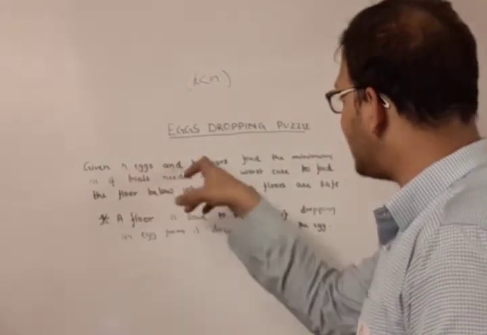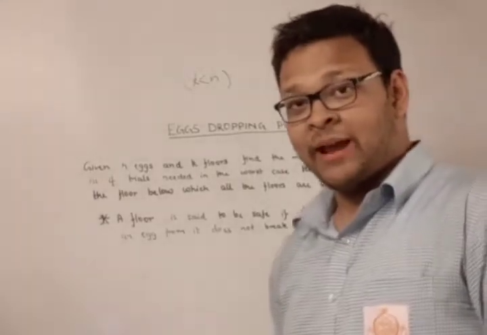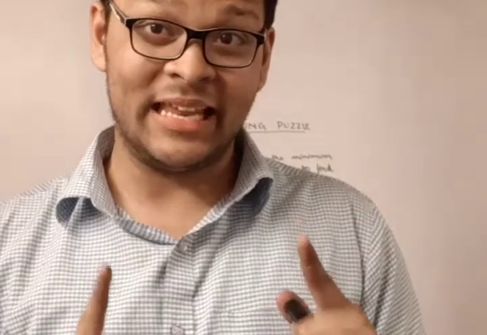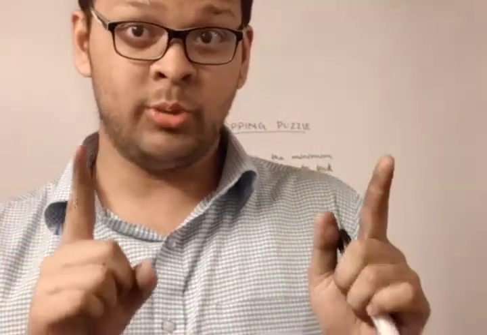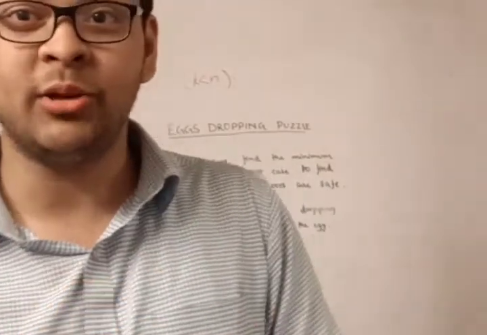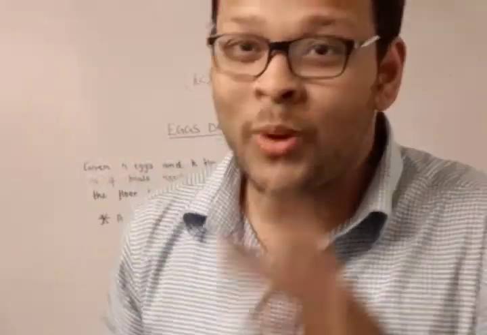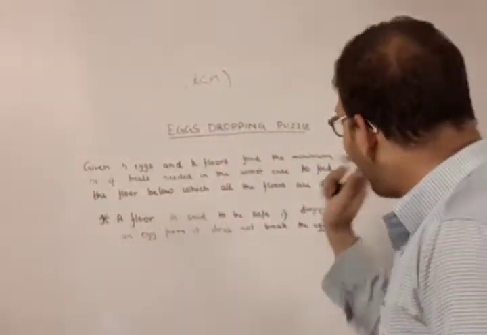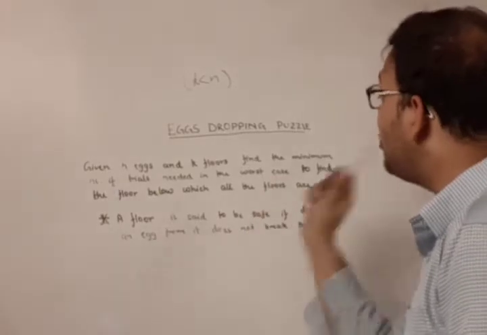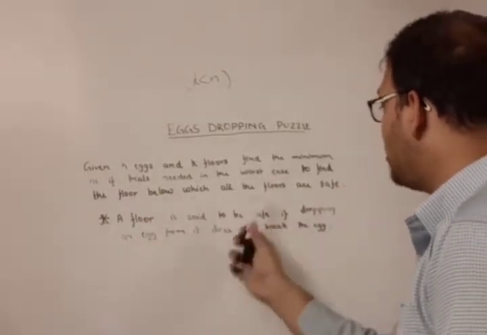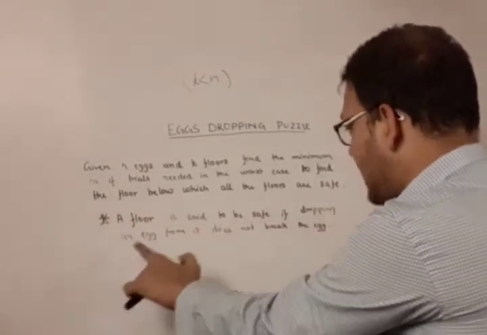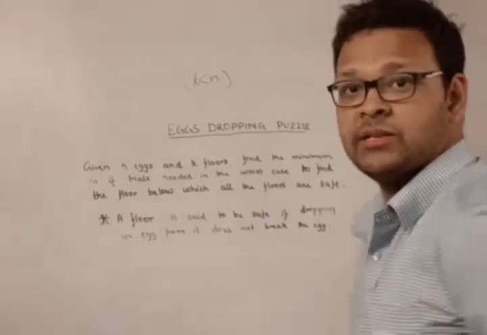So you have n eggs and k floors. The manager has told you in strict terms that you have to find the most optimum way, that is, the minimum resources you can spend. So how did the manager put a check on you to use the minimum resources? The question is: given the n eggs and the k floors, find the minimum number of trials needed in the worst case to find the floor below which all the floors are safe. I have defined a floor to be safe if dropping an egg from it does not break the egg.